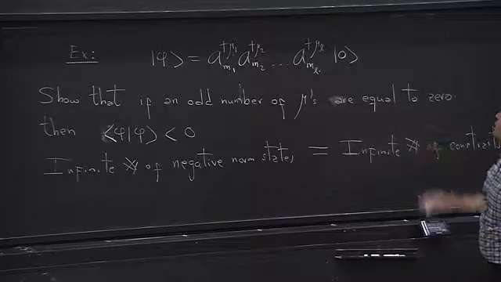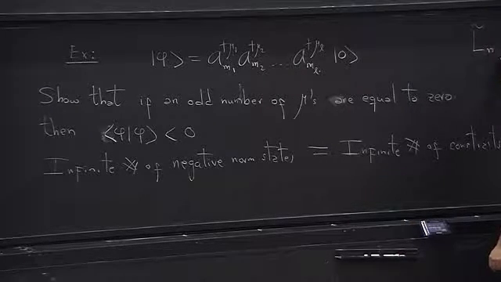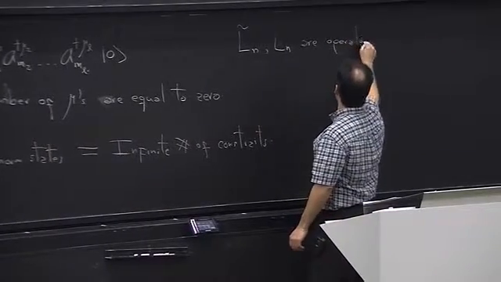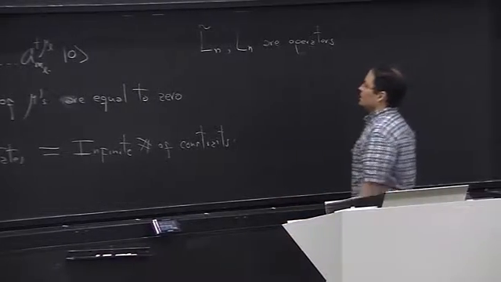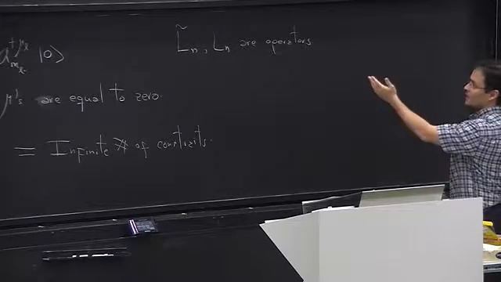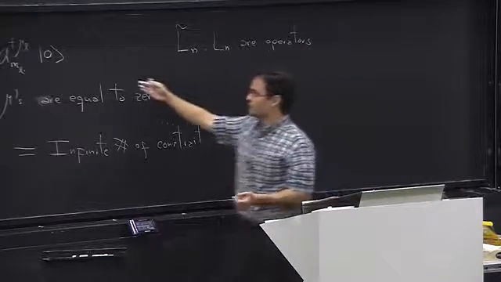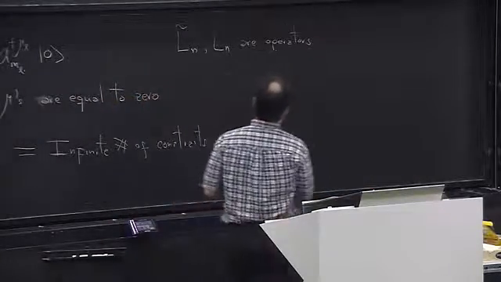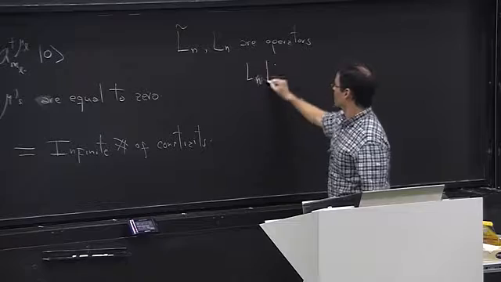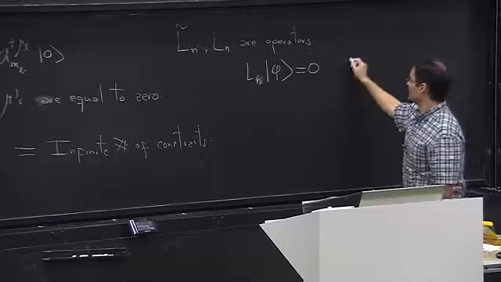Of course, now the L's become operators. So our L tildes and L's are operators. And what would be the quantum analog of the constraints of saying that this had to vanish in the classical theory? Well, if they are operators, they can only act on the Hilbert space. And therefore, the condition should be that these operators annihilate a physical state.